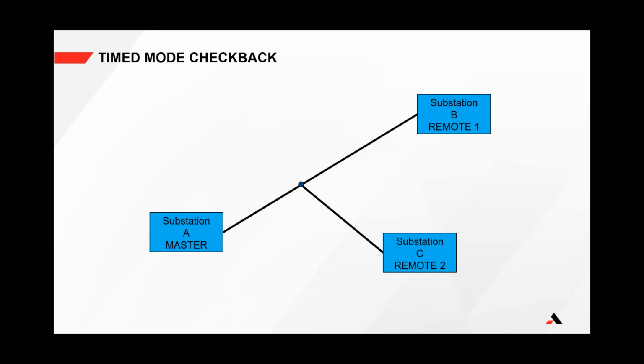Once a time mode checkback is initiated, the master will send a checkback test signal to remote 1, and remote 1 will respond. If there is a remote 2, then the master will send a test signal addressed to remote 2, and remote 2 will respond. If low-level testing is enabled, then a test will be sent twice for each UPLC. Once at low-level RF, 1 watt typically, and then once at high-level RF, 10 watts typically.